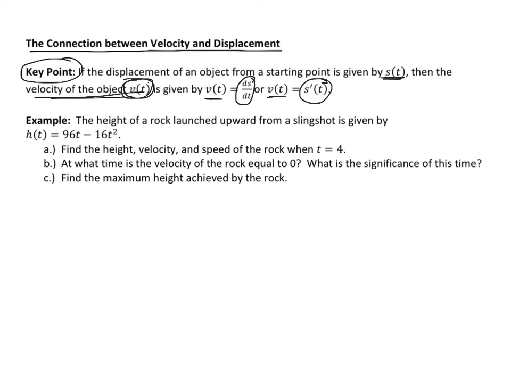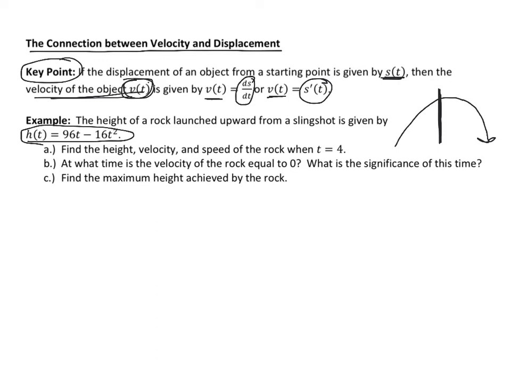The height of a rock launched upward from a slingshot, maybe not a great idea, or at least be watching so you don't hit yourself or someone else. The height of a rock launched upward is given by this function. And what I want to point out here is, even if you launched the rock like this, and that's not in a straight line, the height of the thing is still measured as a vertical thing. This is like a one-dimensional movement or calculation type thing.